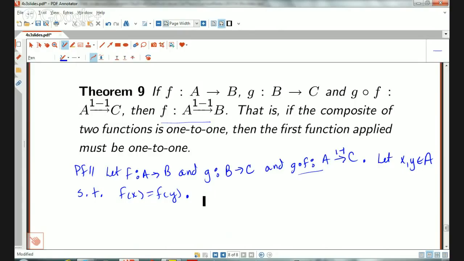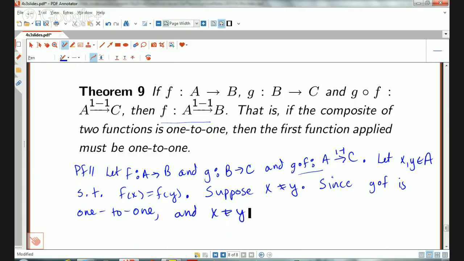Okay, so what we're going to do is suppose x is not equal to y. If x is not equal to y, since g composed with f is 1-to-1, x not equal to y implies that g composed with f of x is not equal to g composed with f of y. Does that argument make sense?